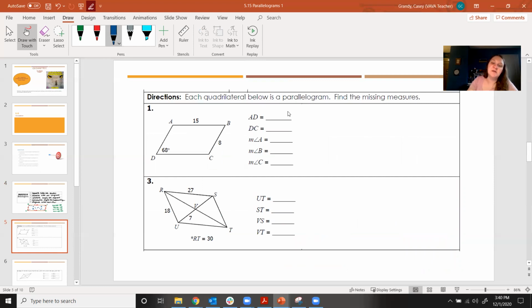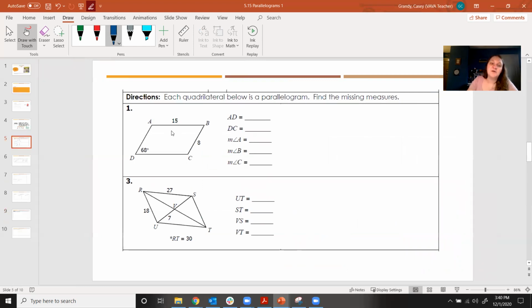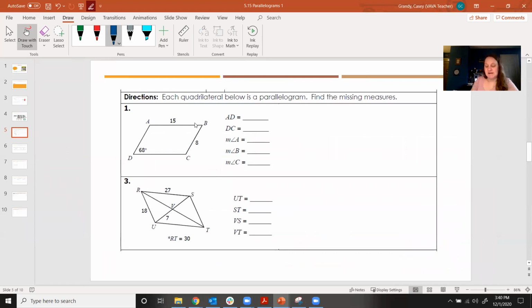So in this example, it's telling us it's a parallelogram. So let's see. AB is 15. I know that in a parallelogram, opposite sides are congruent. So DC is 15. BC is 8. So now I know what AD is. It's 8. I know that in a parallelogram, opposite angles are congruent. So D is opposite angle B. So angle B has to be 68 degrees also.